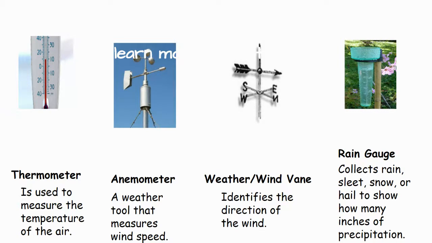Then a rain gauge is like a fancy measuring cup. It just collects rain, sleet, snow, or hail to show how many inches of precipitation we have. So when you listen to a meteorologist talk about the weather, they will often talk about how many inches of rain or precipitation we've had over a certain period of time. So when it's really, really dry and there's a drought, then we don't have many inches of precipitation. When we have lots and lots of rain, many inches of precipitation, is when we could have flooding.